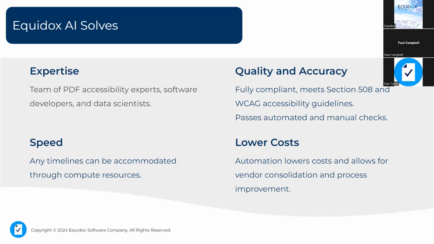And then lastly, Equidox AI automation allows for lower costs, process improvements, and vendor consolidation, where you don't have to rely on multiple vendors doing a common task. You can have one organization produce this automated solution for your high volume templated documents.